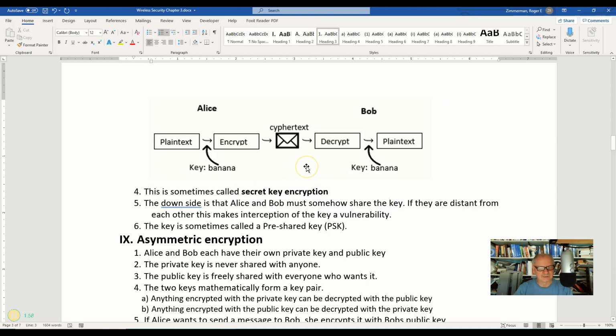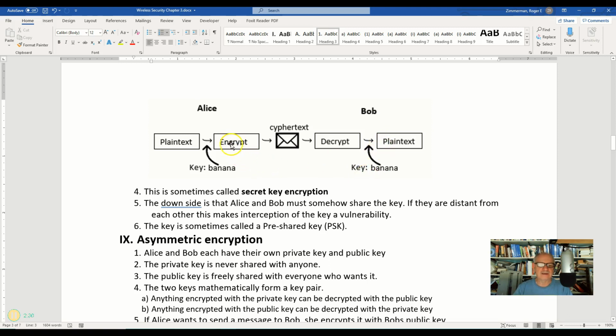There is a downside to this, and that is that Alice and Bob must know the same key, so they've got to share it somehow. If Alice is in Chicago and Bob is in Seattle, they're going to have a hard time talking unless Alice tells Bob the secret key. But if she sends it, well, then everybody could possibly hear it, and that would not be very secure. So that is a vulnerability in symmetric key encryption. We will talk about how to deal with that later.